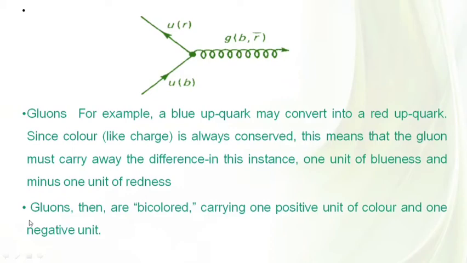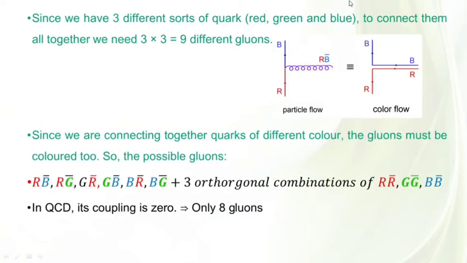Gluons then are bicolored, carrying 1 positive unit of color and 1 negative unit of color, a bicolor charge. Since we have 3 different sorts of quarks, red, green, and blue, to connect them all together we need 3 cross 3, so 9 different gluons. But the singlet coupling is 0 here, so we need only 8 gluons.